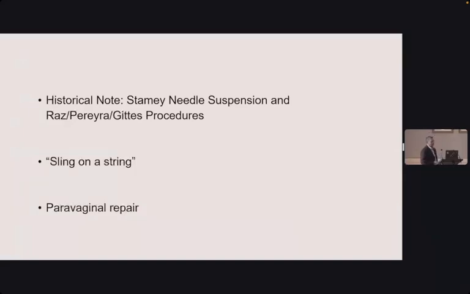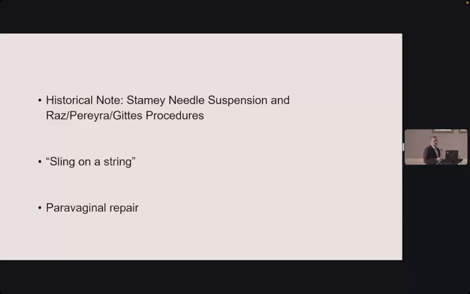I just wanted to mention some of these historical ones. These are all sort of pubovaginal slings that have been used in the past, starting in 1973. Stamey described a procedure where he used a specific needle to thread a sling underneath the urethra, and attached to that was an arterial graft pledget, so a piece of an artery. And then Raz, Pereyra, and Gittes modified that without using the arterial pledget.